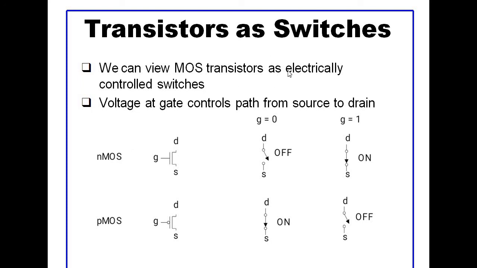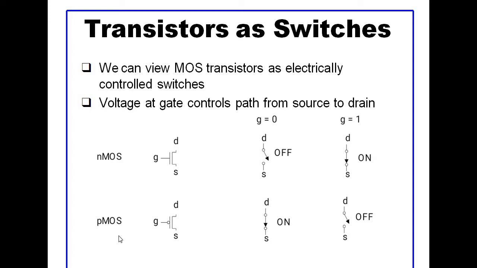Here we have the transistors as switches, a switch depiction of a transistor. Here the voltage at the gate controls the path from source to drain. This is an NMOS transistor and this is a PMOS transistor. Let's see how this works as a switch. When the gate is 0, there is no path between drain and source, so the transistor is in off condition. When the gate is 1, when a voltage is supplied to the gate, we have a path connecting drain to source, and hence the transistor is in on condition.